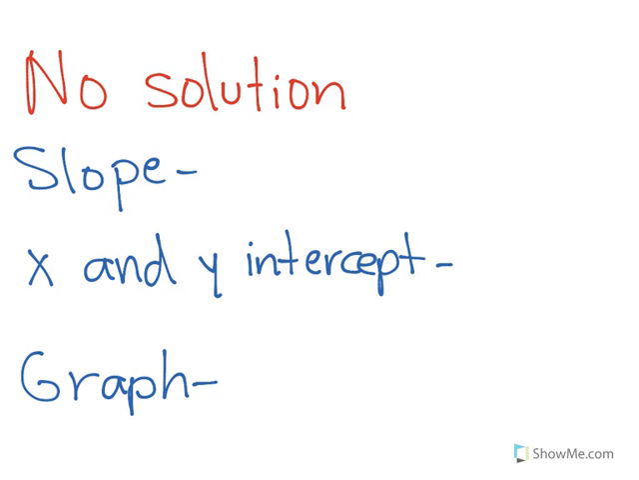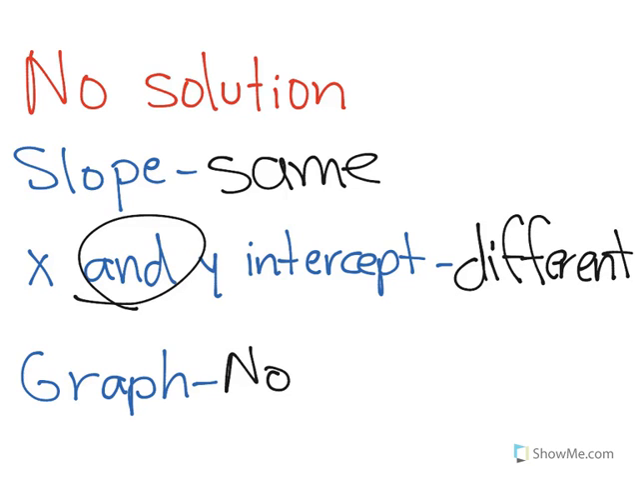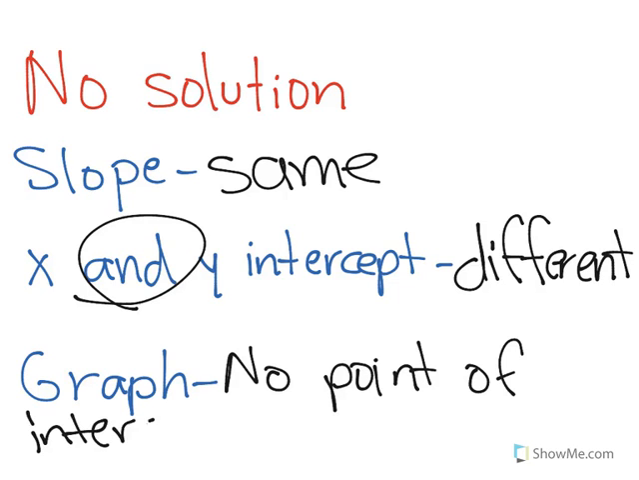So the slope is going to be the same because they must be parallel. The x and y intercept, both of them must be different. And in the graph you see no point of intersection. Also known as parallel lines.